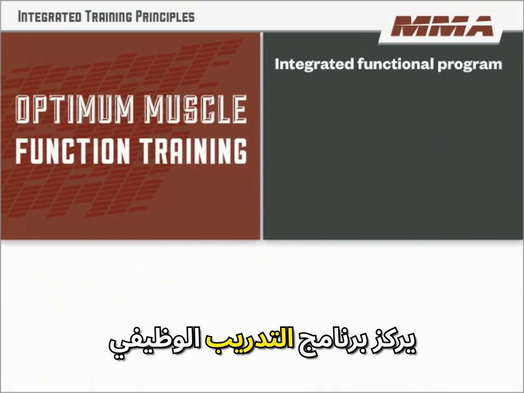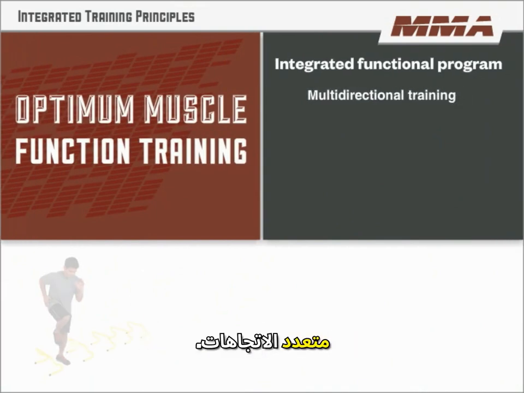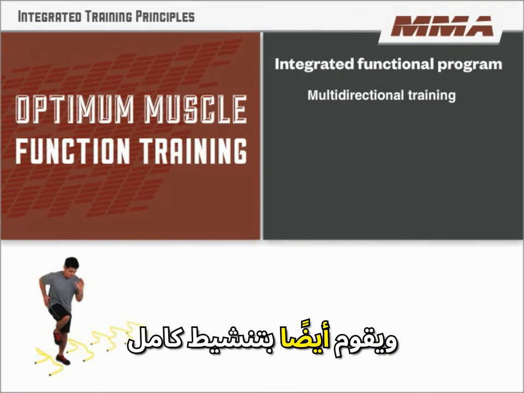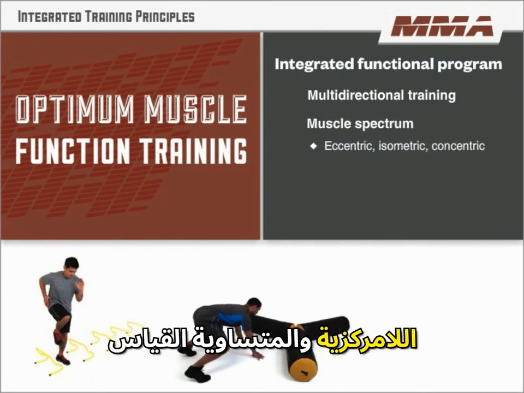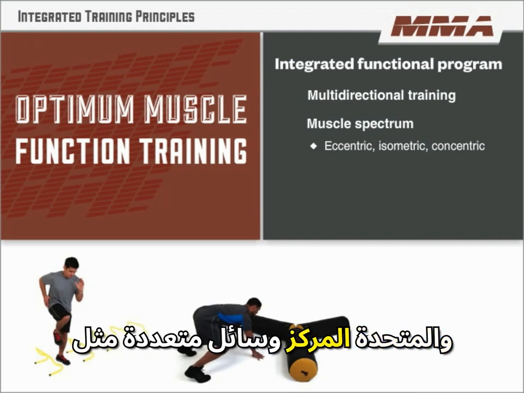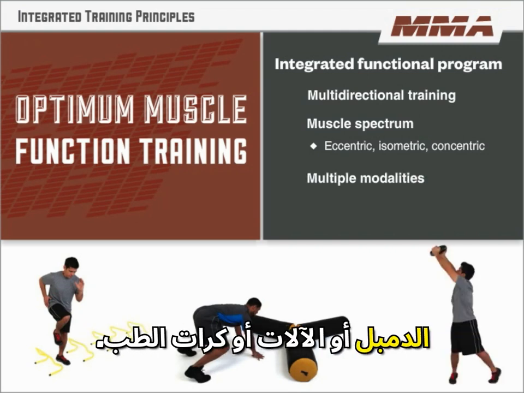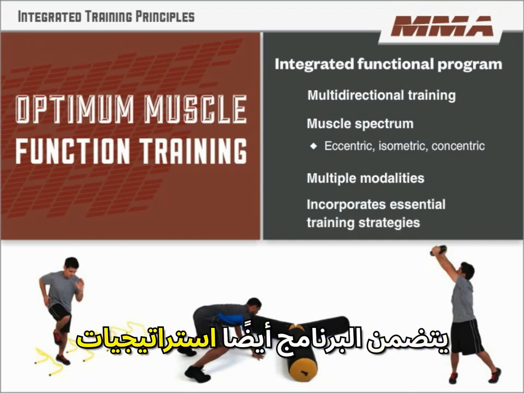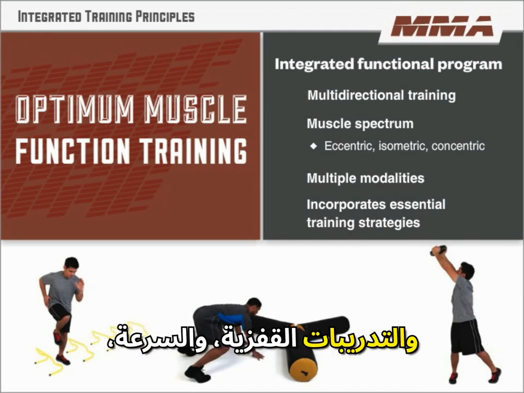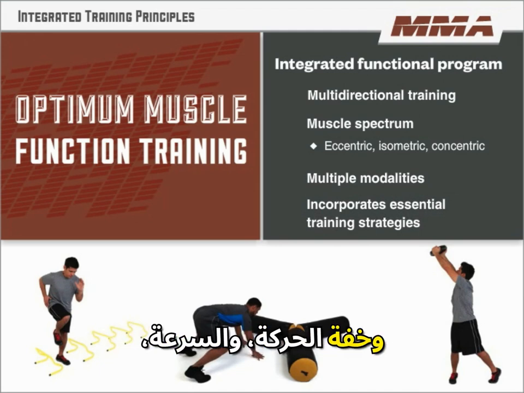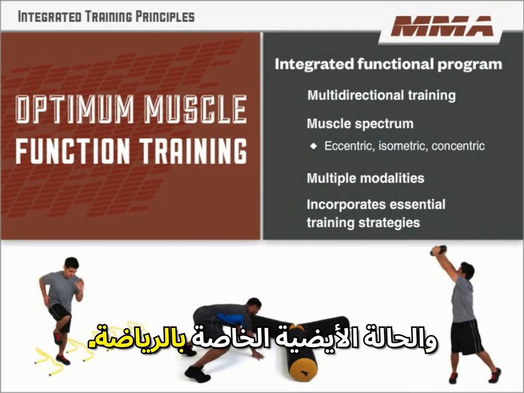An integrated functional training program focuses on multi-directional training. It also activates the entire muscle contraction spectrum: eccentric, isometric, and concentric muscle contractions. Use multiple modalities, such as dumbbells, machines, or medicine balls. The program also incorporates essential training strategies like flexibility, core, balance, plyometrics, speed, agility, quickness, resistance training, and sport-specific metabolic conditioning.